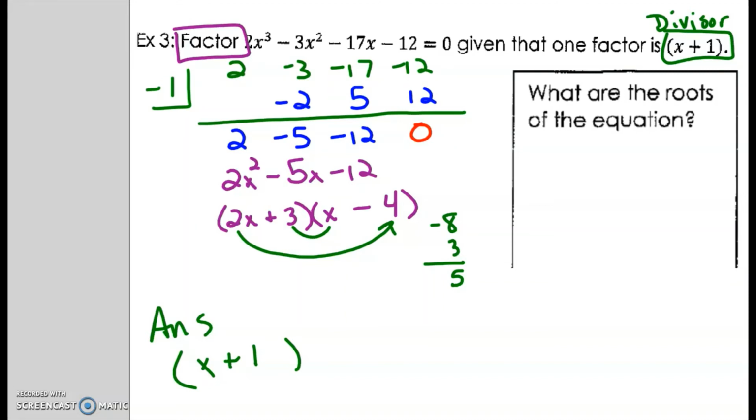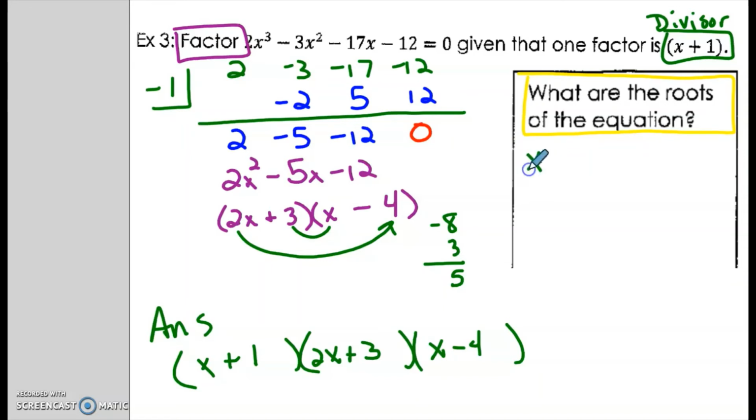So down at the bottom, I will finish up my answer with the factors: 2x plus 3 and x minus 4. Now the extension of this problem says, what are the roots of the equation? So based on the factors of the problem, we would say the roots are x equals negative 1 from the first factor, negative 3/2 from the second factor, and positive 4 from the third factor.